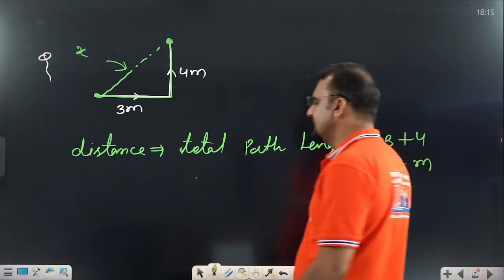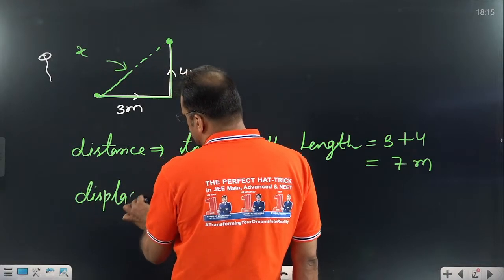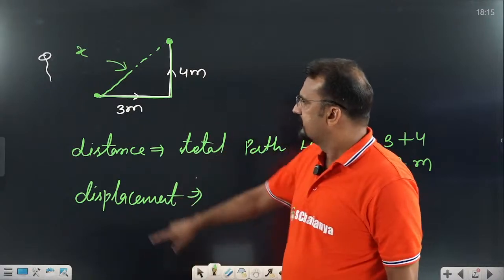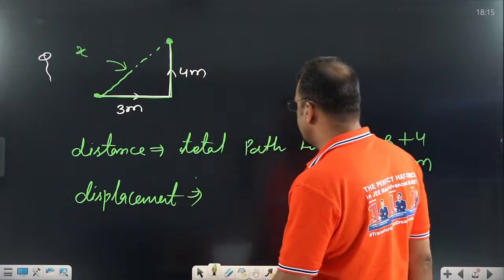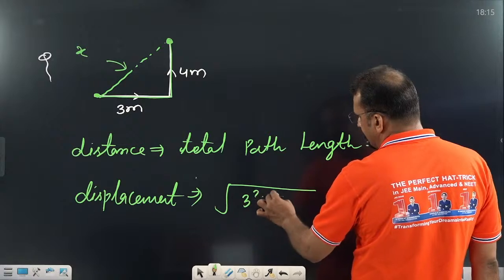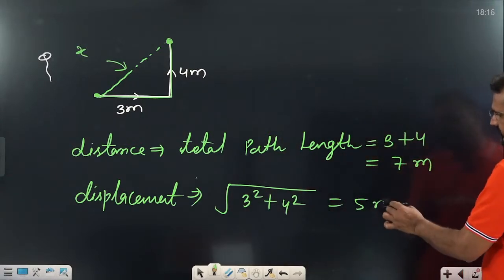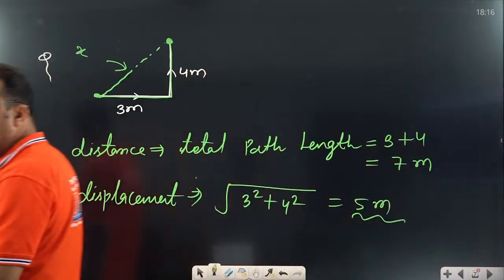And what is the displacement? What is the displacement, dear students? Displacement is going to be the shortest distance. This is the shortest distance. So you can say base and perpendicular, that means the hypotenuse is going to be under root 3 square plus 4 square, and that is going to be 5 meter. This is the displacement. Yes or no?